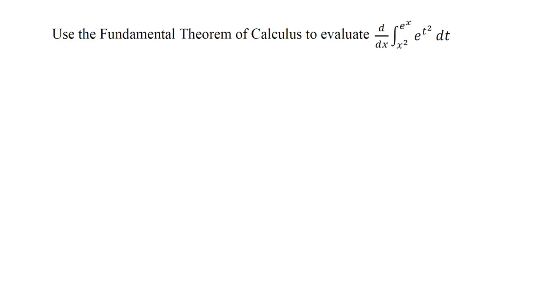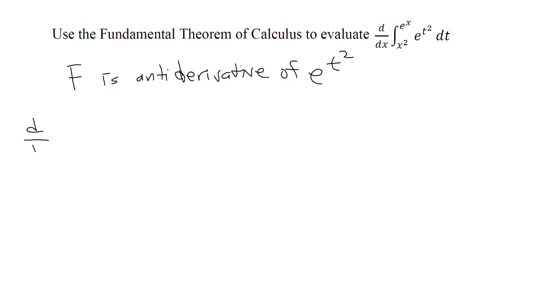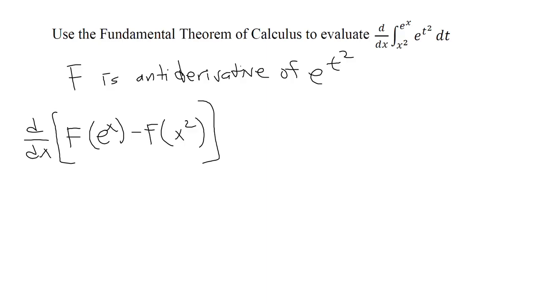All right, our last one here. We'll do the same process. We'll let capital F be an antiderivative of e to the t squared. This becomes a derivative with respect to x of capital F of e to the x minus capital F of x squared.